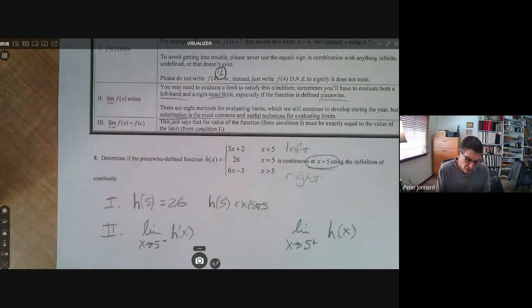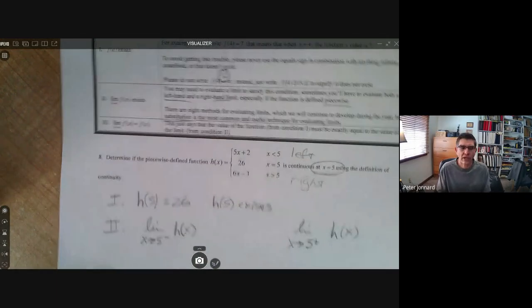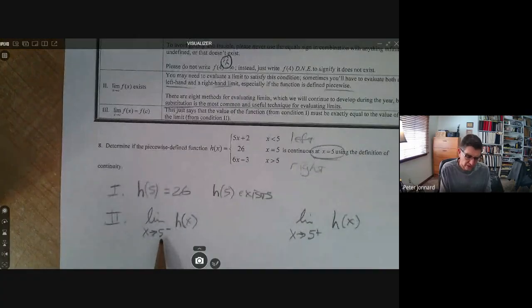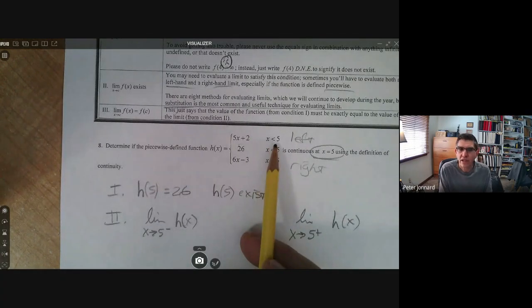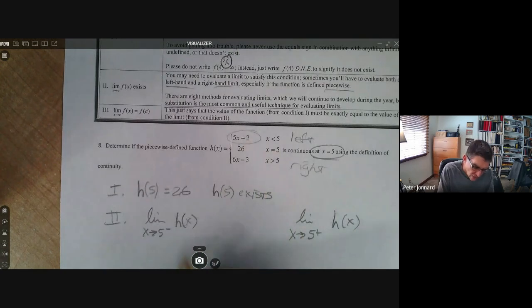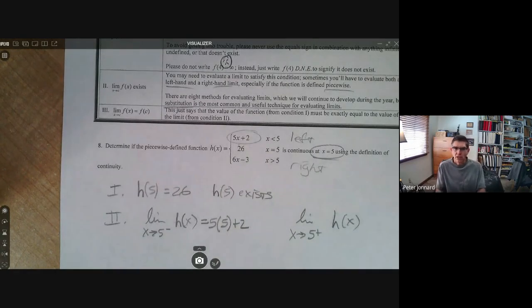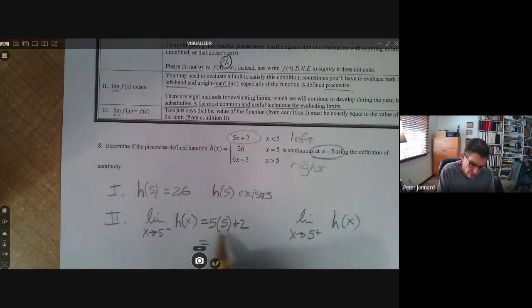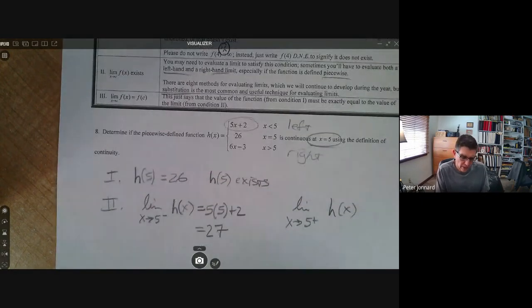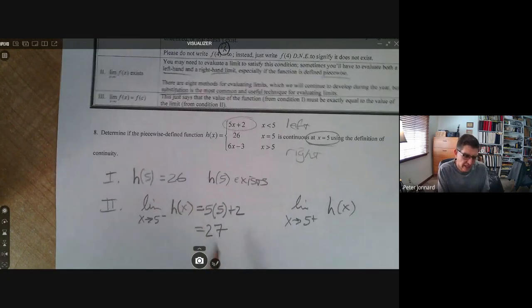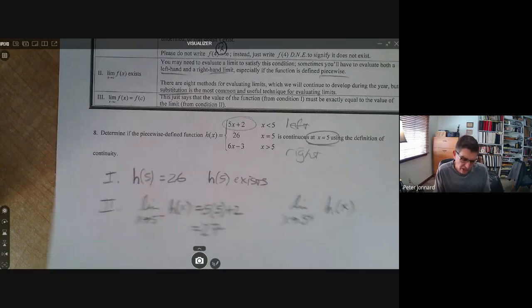So what is the limit as x approaches 5 from the left of h of x? Well, fortunately, when x is less than 5, we use this. And so we can use the equal sign here and simply plug in a 5 for x, like so. And there we have it. This is equal to 25 plus 2, 27. Now those of you that are on your toes will recognize we immediately have a problem here, that this does not equal this, but that's condition 3. So for now, I'm just focusing on condition 2.